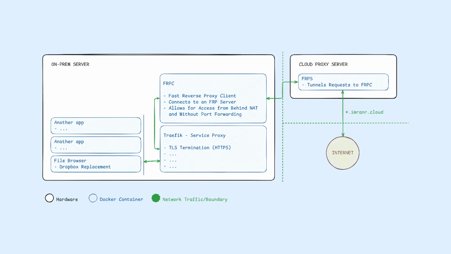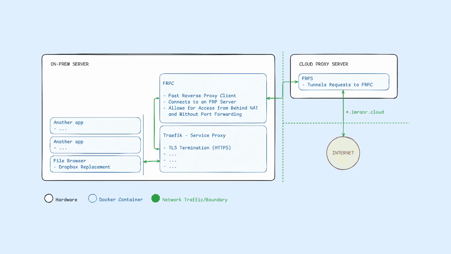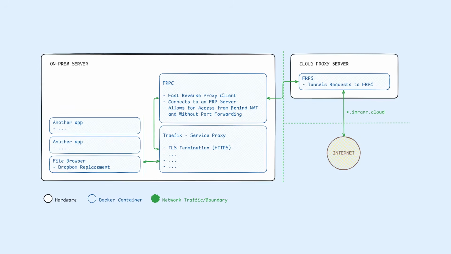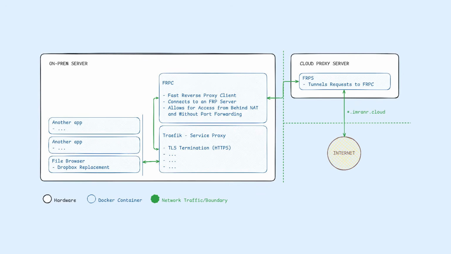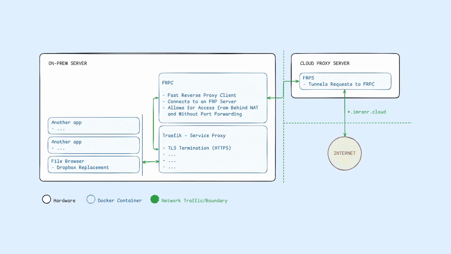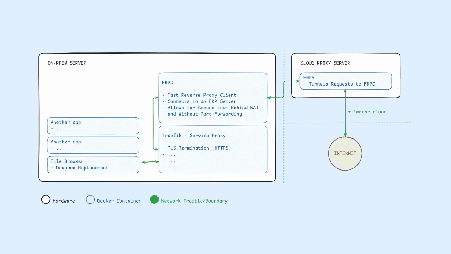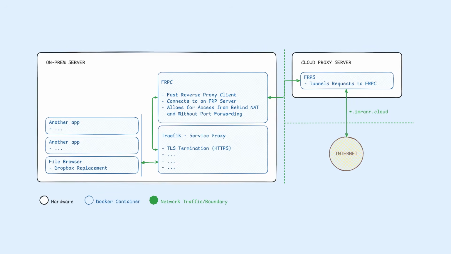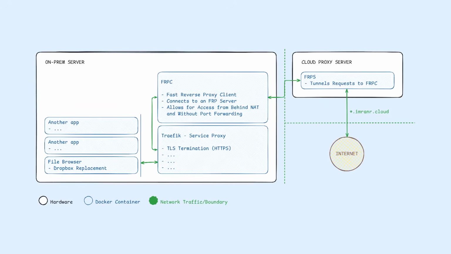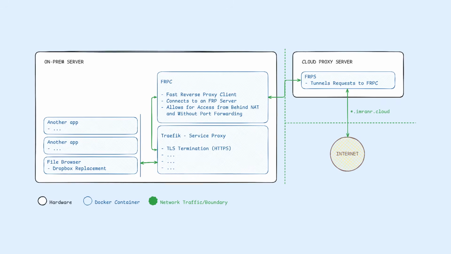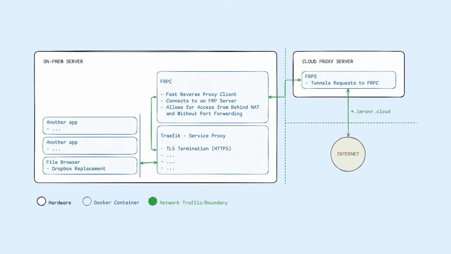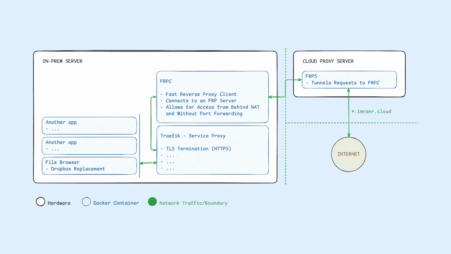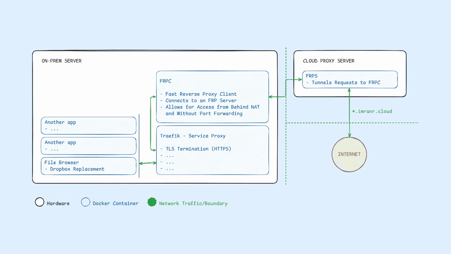So when a request comes in, Traefik will look at the subdomain that the request is for and use that to forward the request to the appropriate container, either the file browser container or whatever other app we may have. So this solves our ports issue. Traefik also solves the HTTPS issue, because with just a few lines of configuration, it will automatically set up and continuously renew HTTPS certificates for each domain and subdomain that we need to use.